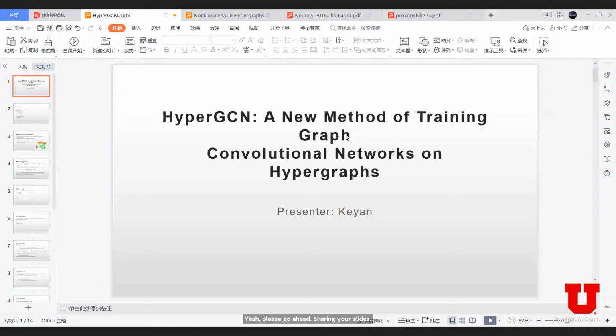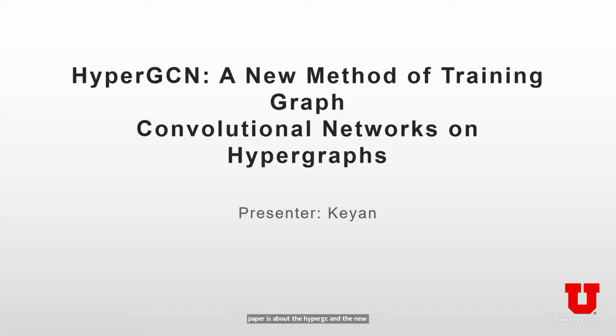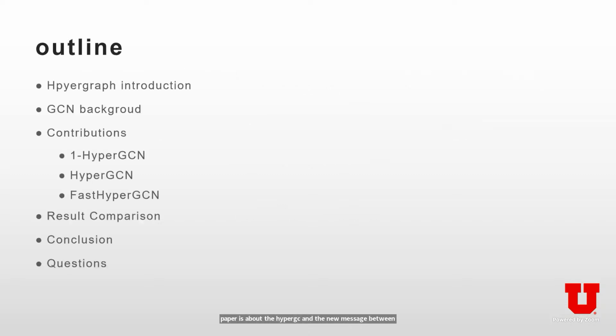Can you see? Yeah. Okay. So here is the first paper, about HyperGCN, a new method to train graph convolutional networks on hypergraphs. First I will introduce the outline. It includes the hypergraph introduction, the GCN background, and the paper's contributions.